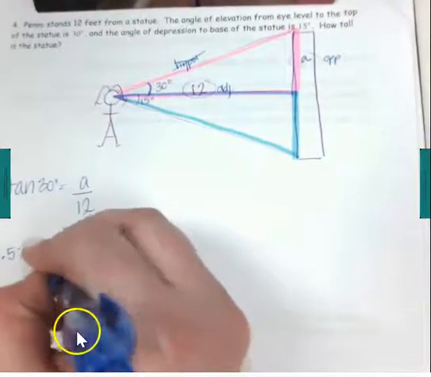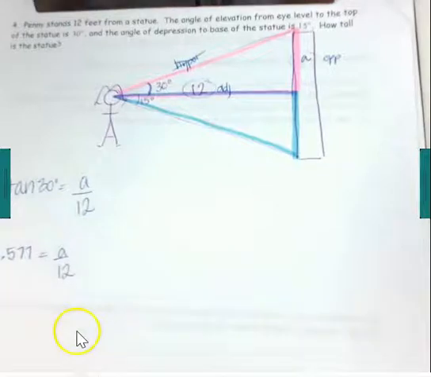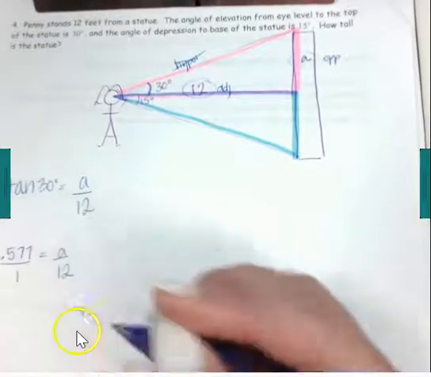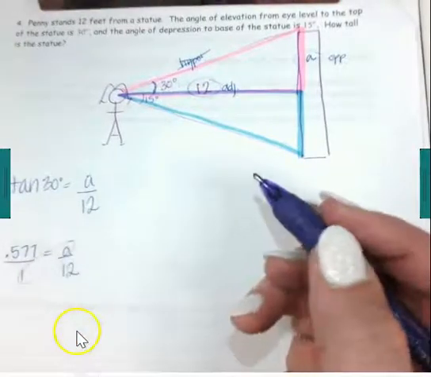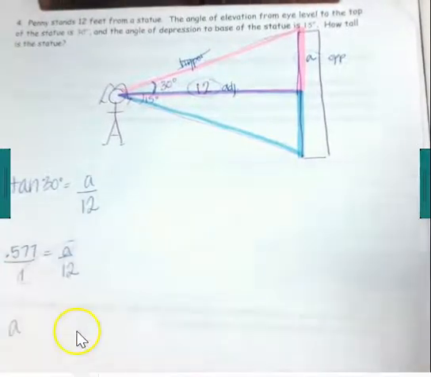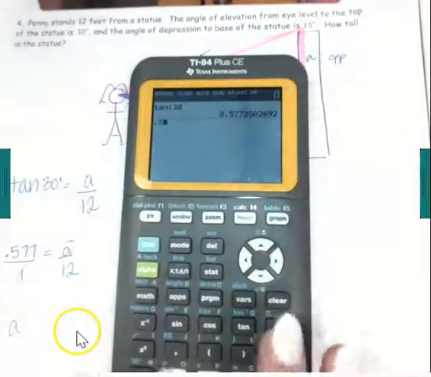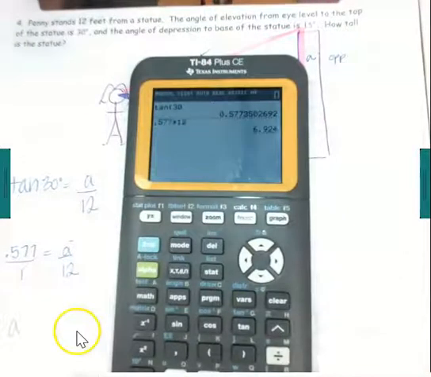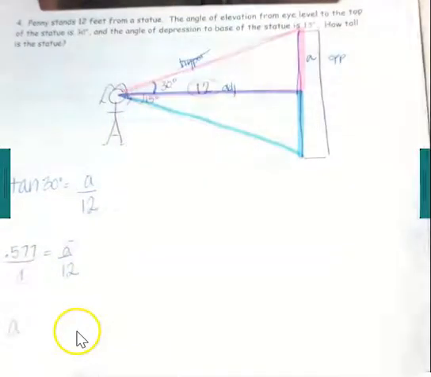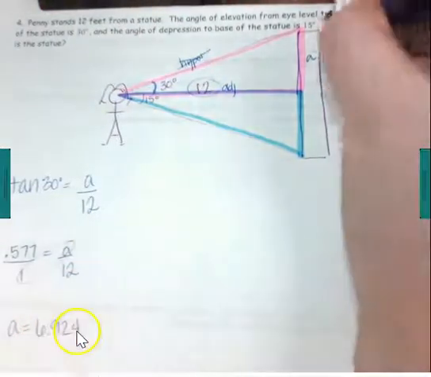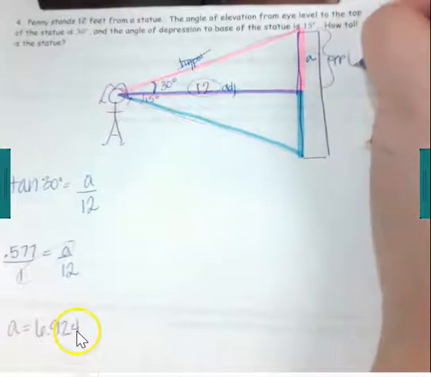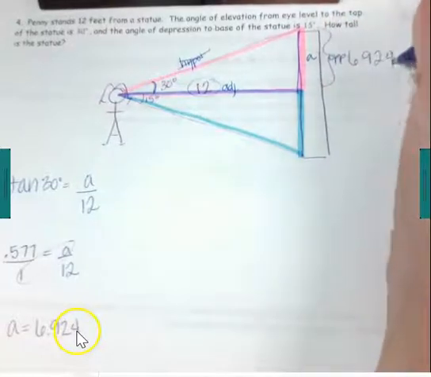And then if that's A over 12, you would cross multiply. Now 0.577 doesn't have a bottom, so you just put it over 1. Then from there you would cross multiply. 1 times A is A. 0.577 times 12 gives me 6.924. So that tells me that this distance here is 6.924.